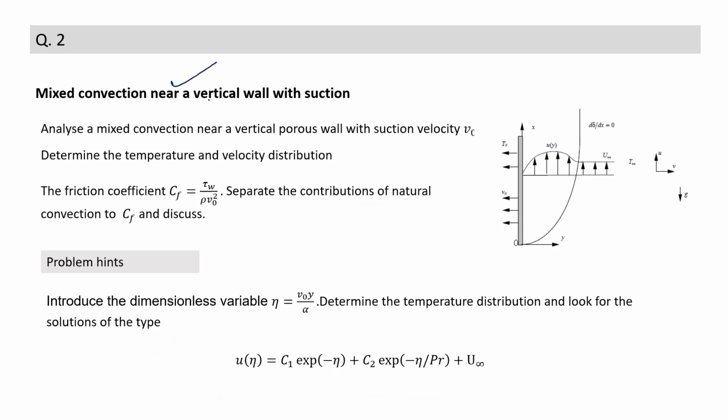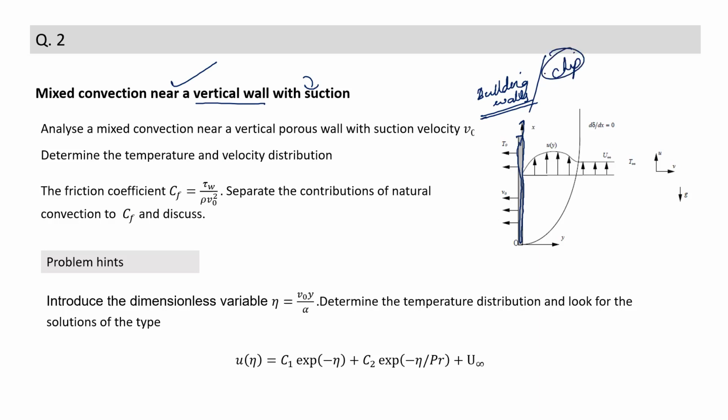So it's a mixed convection near a vertical wall with suction. So there is a vertical wall like this. It can be our building walls, maybe, or it can be some apparatus or some kind of a chip through which water has entered.